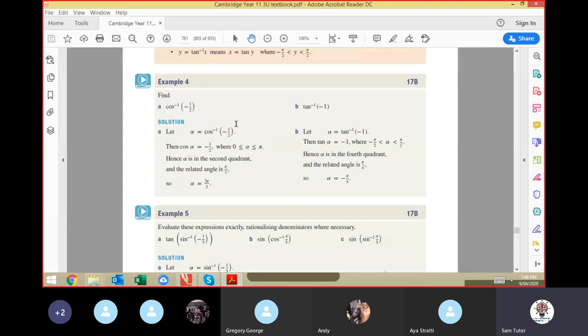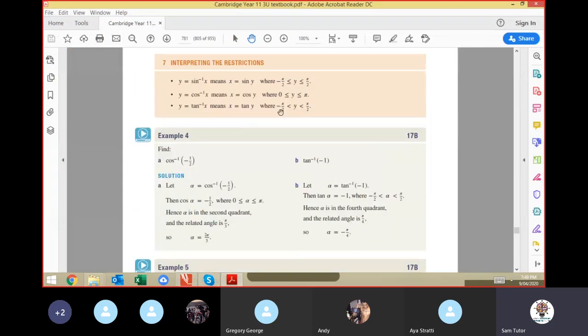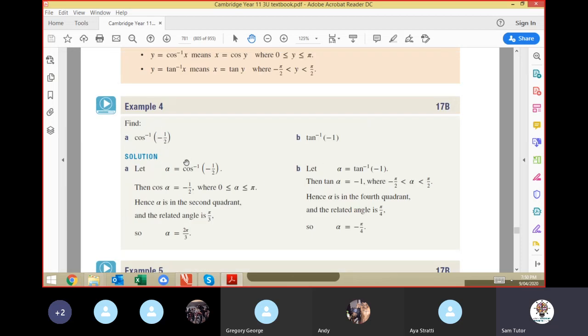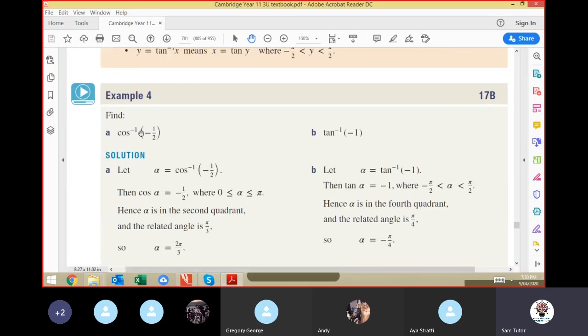So what you've got to remember, firstly, is where your domains work, or where your ranges work for these. So same rule as what we were doing before. Inverse cos of negative half, you're letting alpha equal inverse cos of negative half. Then you get cos alpha equals negative half. All right, then you're asking yourself, I can't draw on this. So what am I going to do for you guys? I'll do it on the other page, but it's like that.